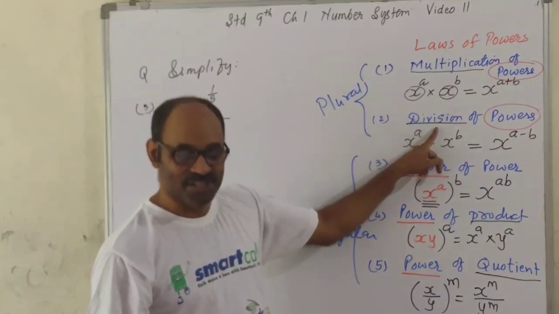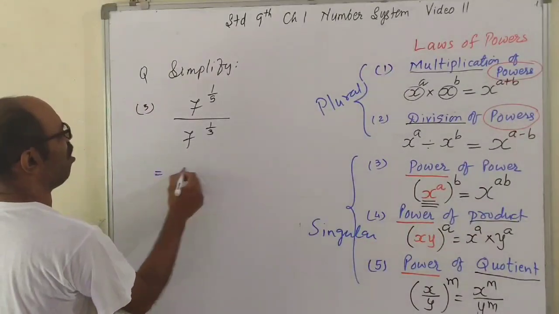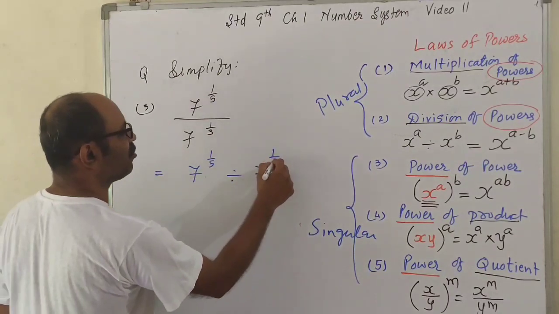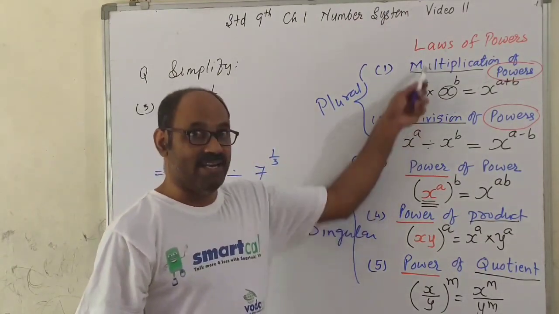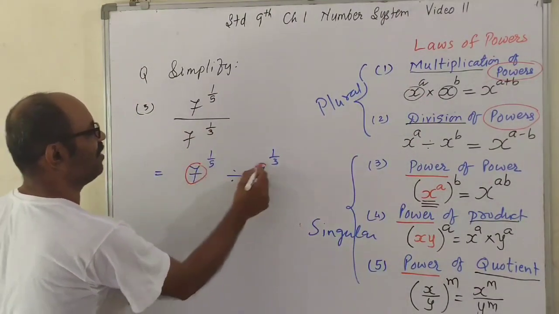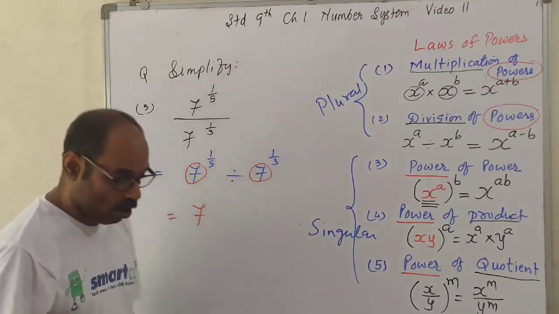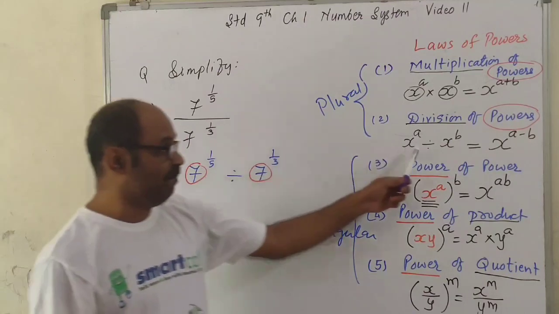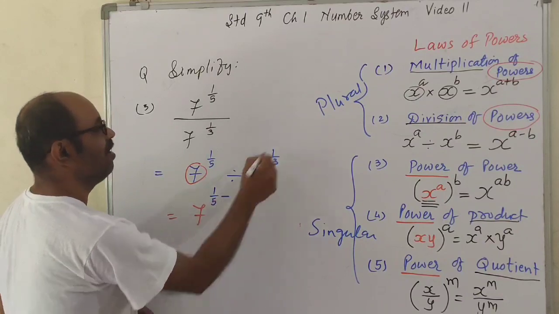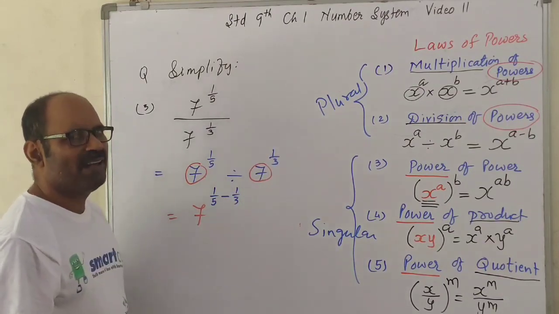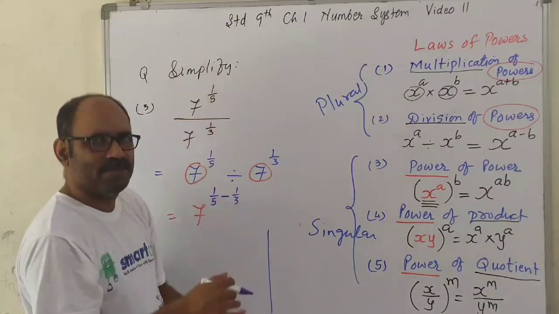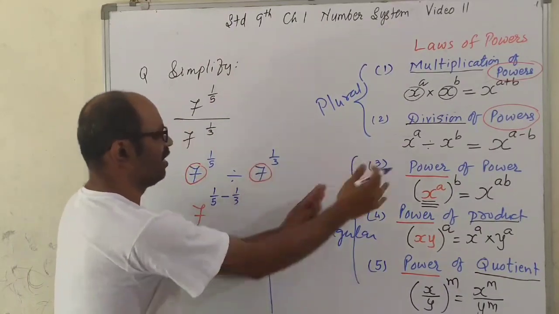And which one is that? Division of powers. If you want, you can write in that form: 7 raised to 1/5 whole, and put a division sign, 7 raised to 1/3. If you want to apply any of these 2 laws, the bases have to be the same. Yes, the base is 7, 7. So let's write 7. And according to the law of division of powers, those exponents have to be subtracted. So the first exponent is 1/5 minus 1/3. Subtract this on the side, not on the last page, same here, beside it.